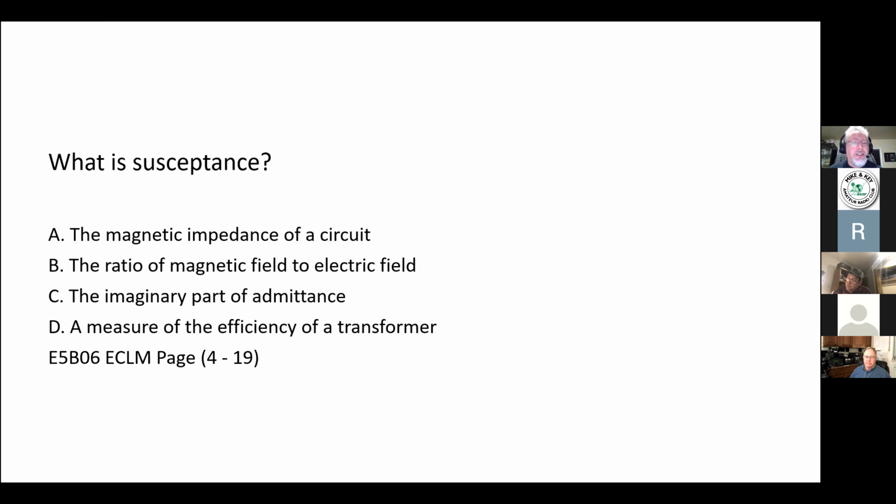What is susceptance? A, the magnetic impedance of a circuit. B, the ratio of magnetic field to electric field. C, the imaginary part of admittance. D, the measure of efficiency of a transformer. C, Charlie is the correct answer in this one. The imaginary part of the admittance.